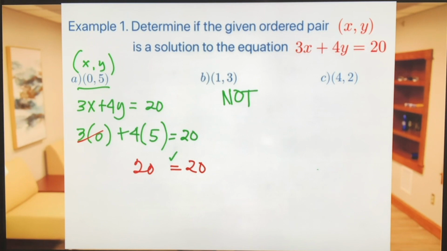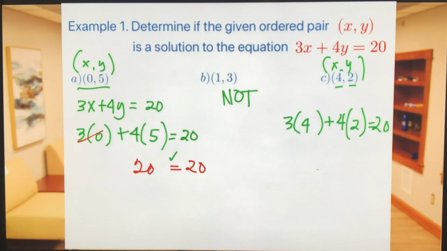So if we substitute our x and y, when x is 4 and y is 2, we have 3 times x, our x is 4, plus 4y, y is 2. Will this be equal to 20? So 12 plus 8, 4 times 2 is 8, equals 20. And if we add these two numbers, this will give us 20 equals 20.